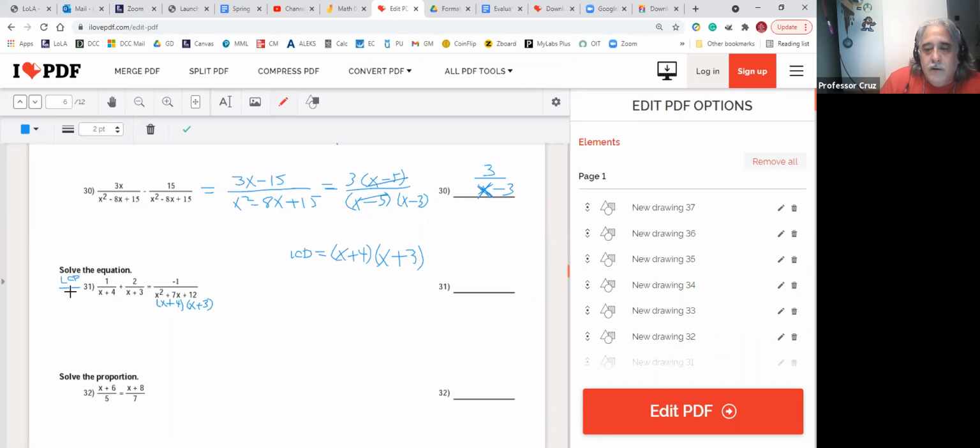All right? So therefore, if you're multiplying by both of these, then the x plus 4 and this x plus 4 are going to take each other out, and you're left with 1 times x plus 3, because the x plus 3 is going to stay in there. And when you multiply on this one times that LCD, the x plus 3's are gone, and you got 2 times x plus 4.